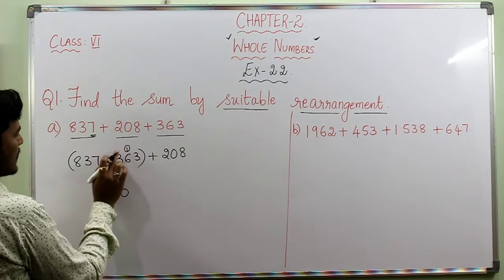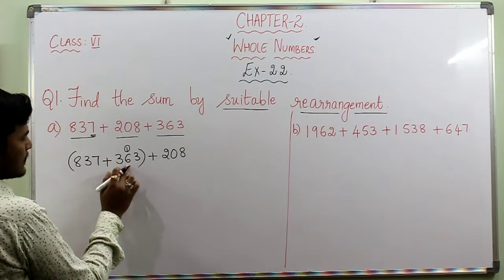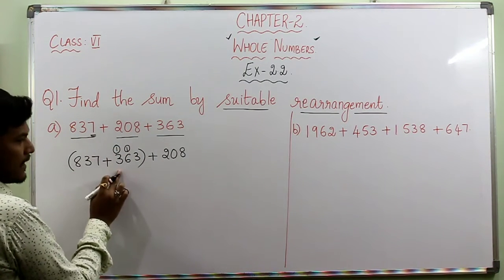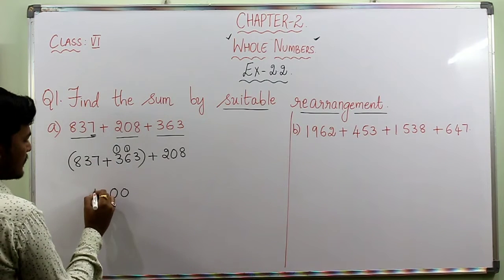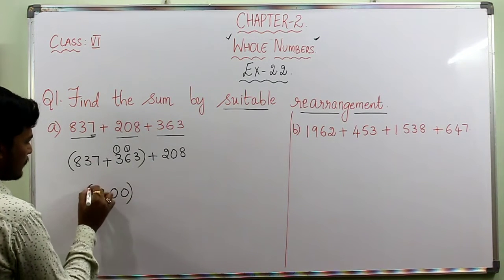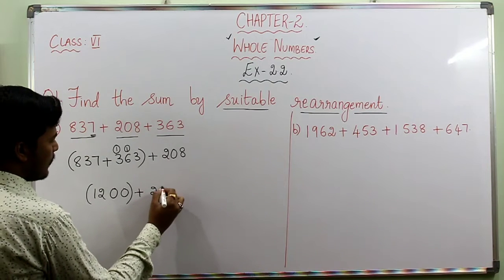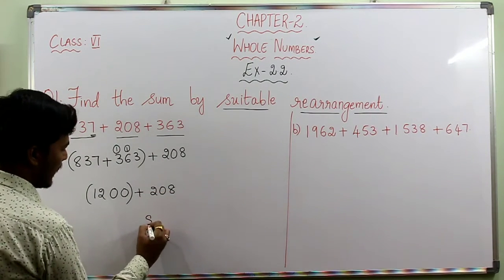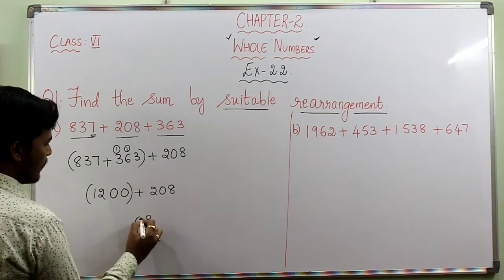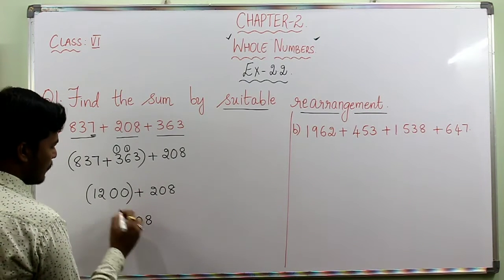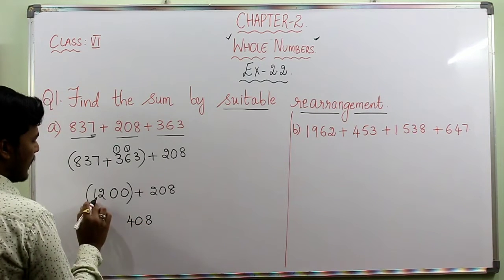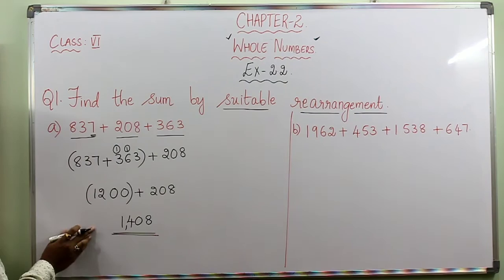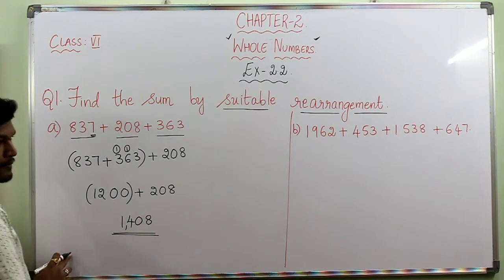3 plus 1 is 4, 4 plus 6 is 10. 8 plus 3 is 11, 11 plus 1 is 12, plus 208. So 8 plus 0 will become 8, 0, 0. 2 plus 2 is 4 and 1. So therefore, after rearrangement, the answer is 1408.